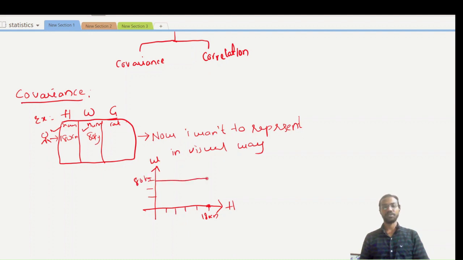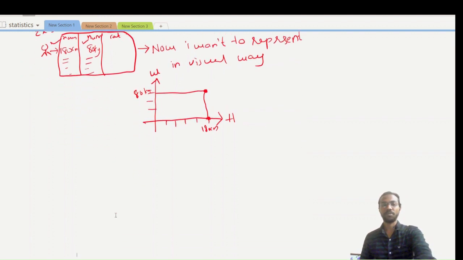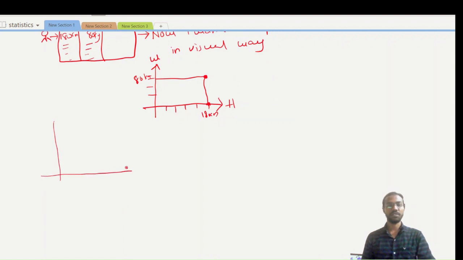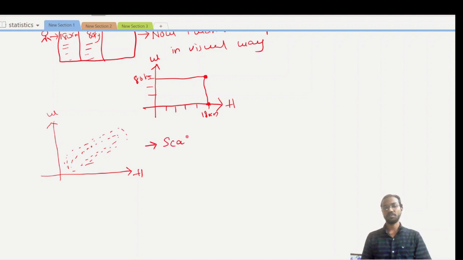Now the third person lies here. This data doesn't contain only one point; it has various data points. I want to plot some data points from the data set, with the x-axis having heights and the y-axis having weights. The plot looks like this. This plot is also known as a scatter plot.